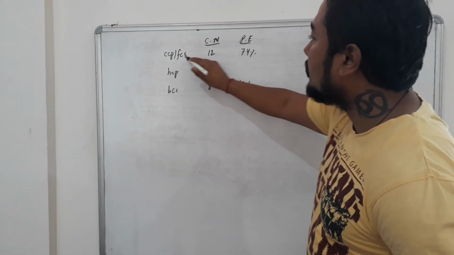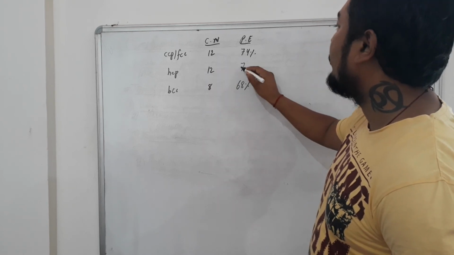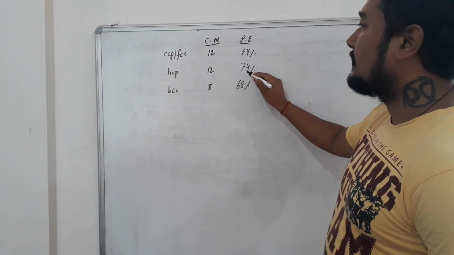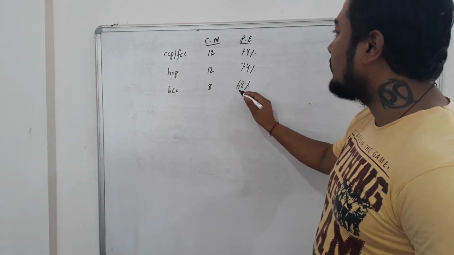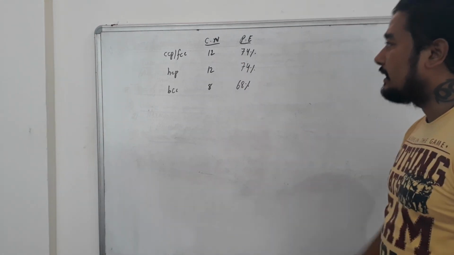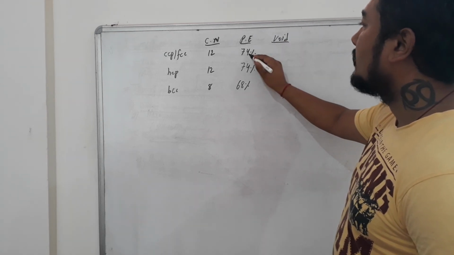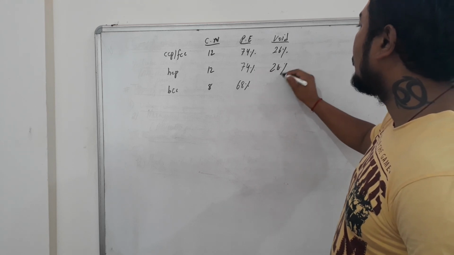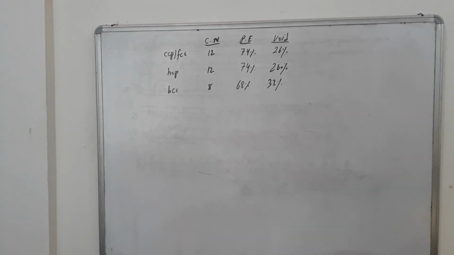Now since the coordination number of these two is same, the packing efficiency will be also same. So for CCP, FCC and HCP, packing efficiency is 74%, coordination number for both is 12. For BCC it is 68 and coordination number is simply 8. Now from here we can easily find the void percentage. If 74 is the packing, subtract from 100, 26% is the void. Subtract from 100, 26% is the void. Subtract from 100, 32% is the void. And do remember this one for your objective questions, okay?